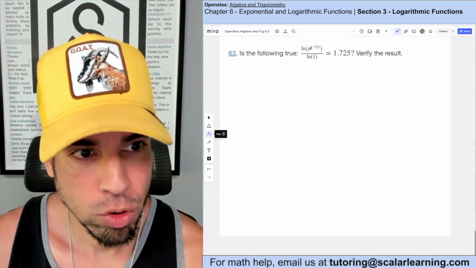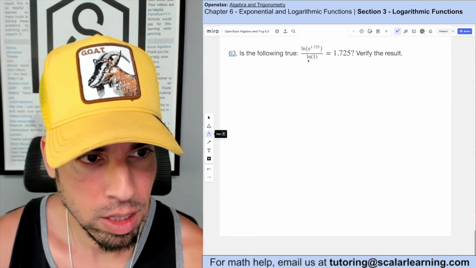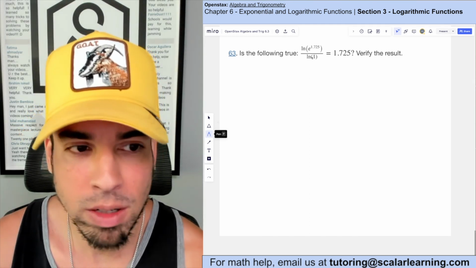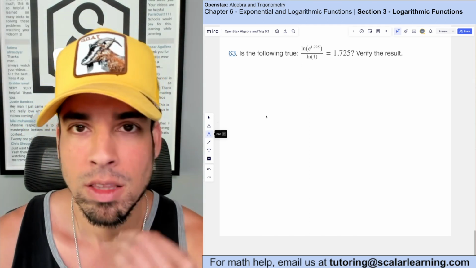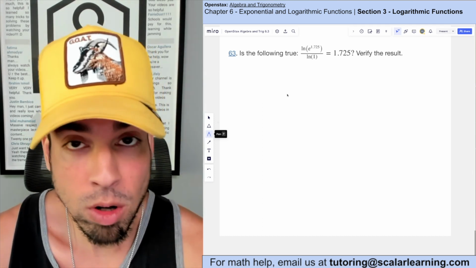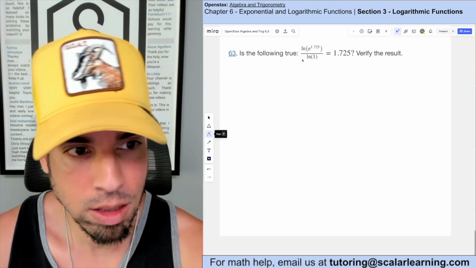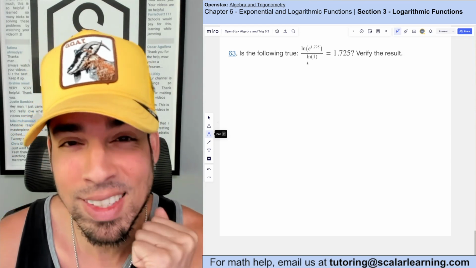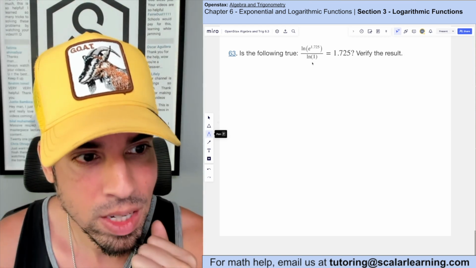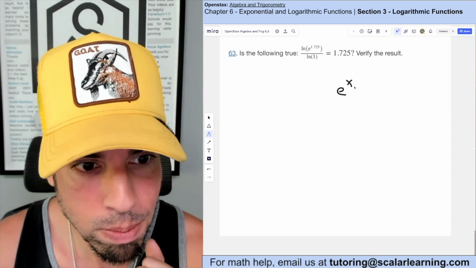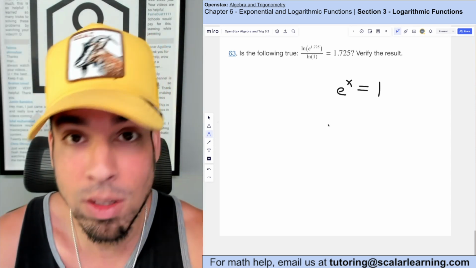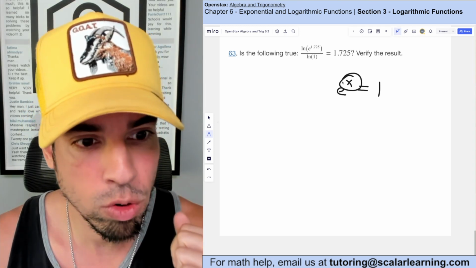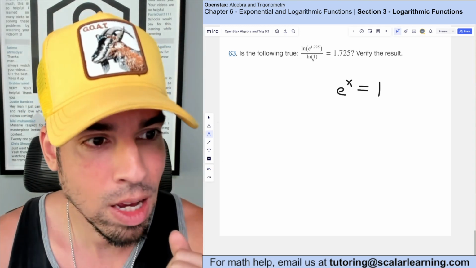Is the following true? This over this equals this. So let's think about this. First of all, what is ln of 1? That's something we talked about in a previous question. Any logarithm, regardless of the base, ln base e, log base 10, whatever, of 1 evaluates to 0, because it's asking the question, e to what power equals 1, or 10 to what power equals 1. And the answer is any number to the 0th power is 1. So that means ln of 1 is 0.